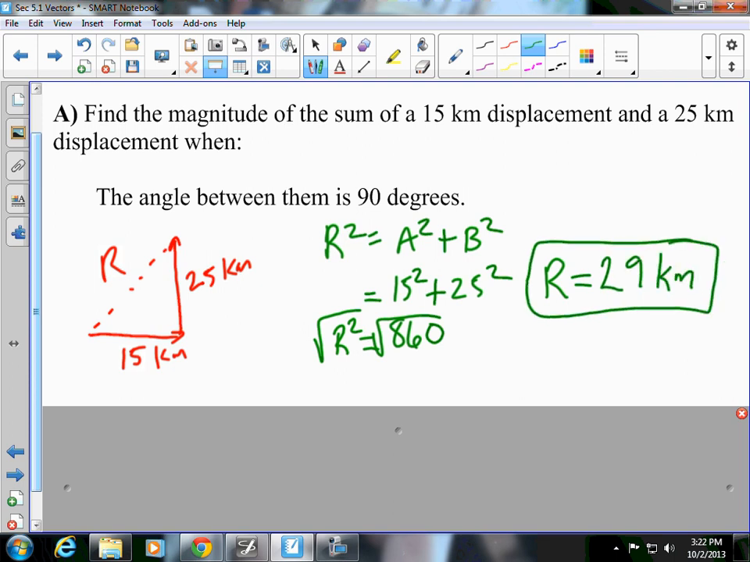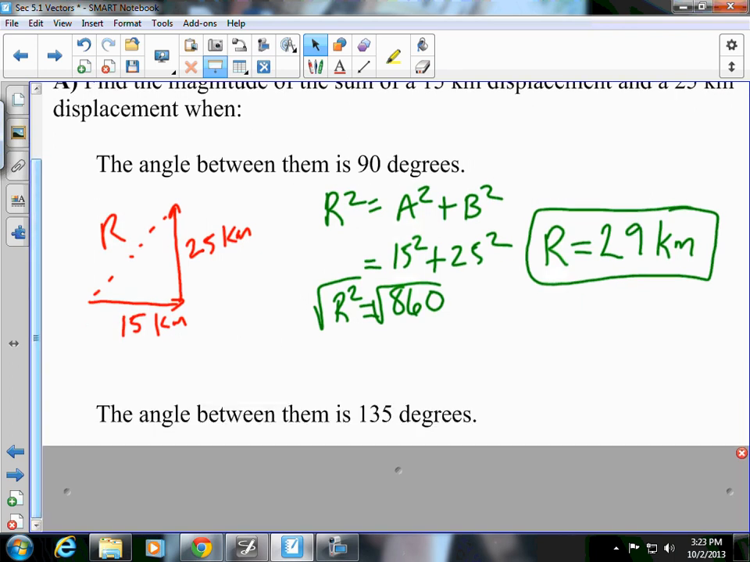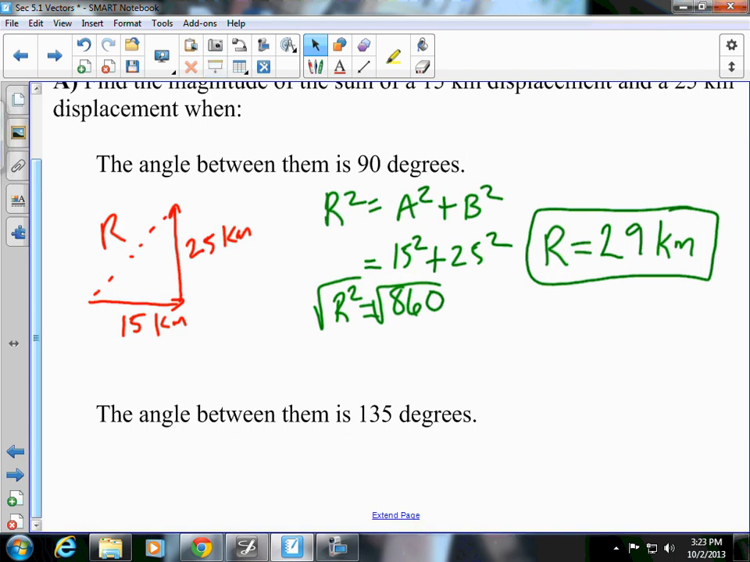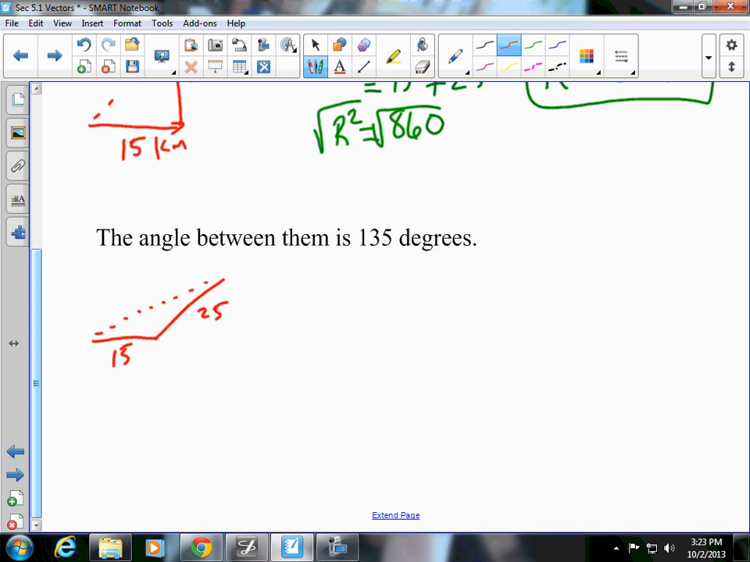All right. Now that is a very simple Pythagorean theorem. That's something you've done before probably hundreds of times, so it should be nothing new for you to do. What might be different though is what if the angle between them is 135 degrees? So again, we draw it tip to tail. So we have 15, and then we're going to have 25, and we want to solve for r again.